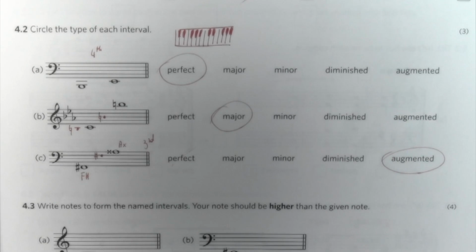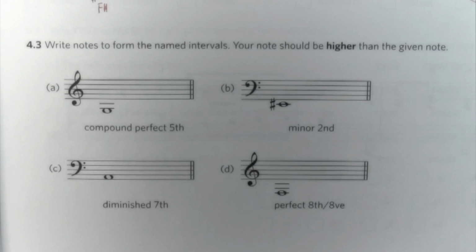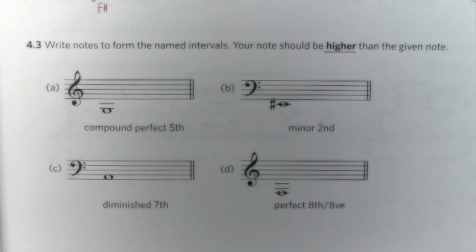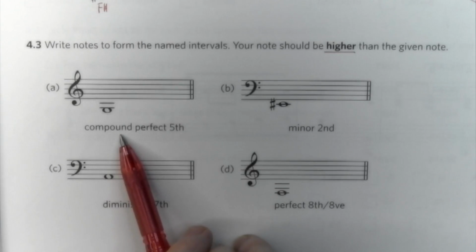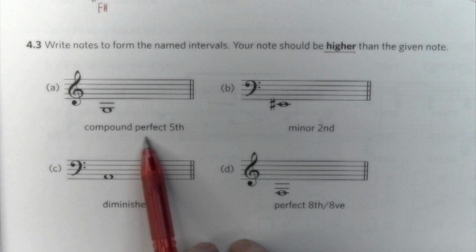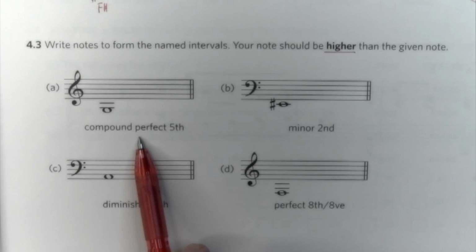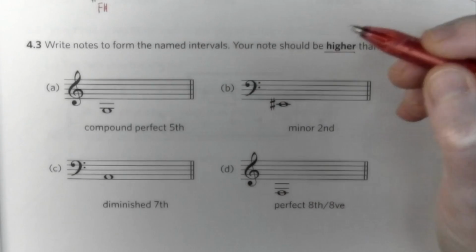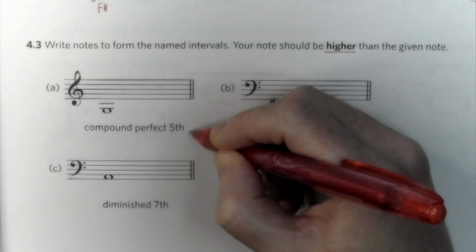Let's move on to question 3. In this question, we need to write the notes to form the given intervals, and the notes should be higher than the given note. Let's not forget this. Compound perfect fifth. Okay, to get to a compound perfect fifth, first we need to get to a perfect fifth. As usual, we need a keyboard. Let's write it here.